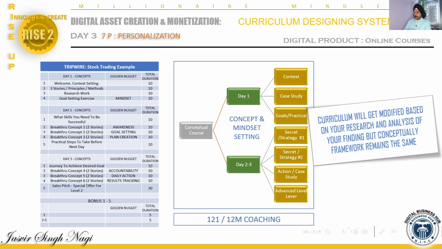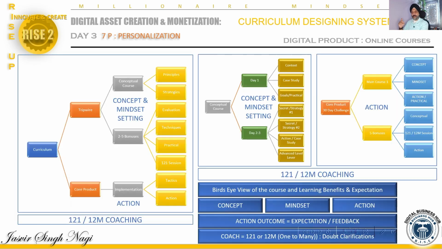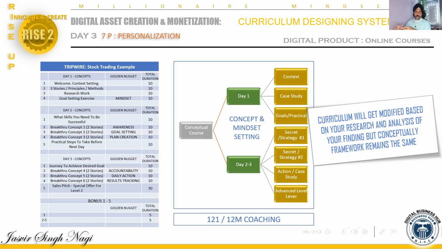Then day 2 concepts, right? What skills you need to be successful. So again, put that whole factor we were discussing: concept, mindset and action. Apply it here. Okay? So concept: what skills you need to be successful. Then the mindset, breakthrough concept 1. So give 2 stories. How is the mindset coming about? So awareness, goal setting, and then plan creation, which is your action. That is what comes into play from your golden nugget there. And then the practical setup to take before the next day. So then you end up with a summary of what you need to do the next day.